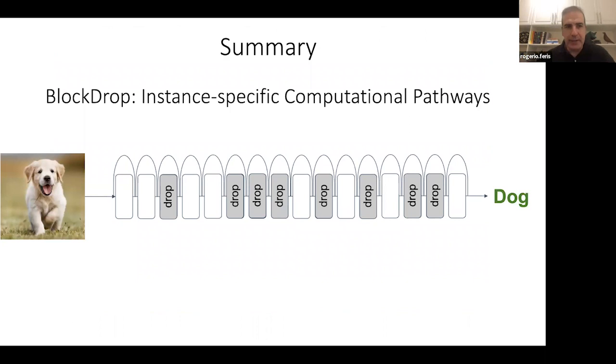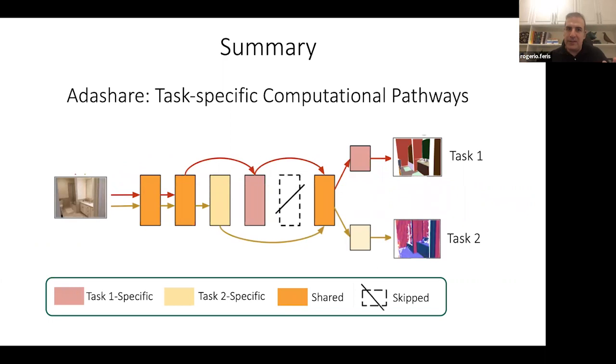So just to summarize, I presented initially BlockDrop, which consists of instance-specific computational pathways, where the goal is to maximize efficiency while not degrading accuracy. Then I showed that this approach can be extended for multi-task learning, and I described AdaShare, which consists of task-specific computational pathways, where for each task we have a different computational path. That allows us to better handle negative interference and, at the same time, reduce the number of parameters of the model compared to other soft sharing approaches.